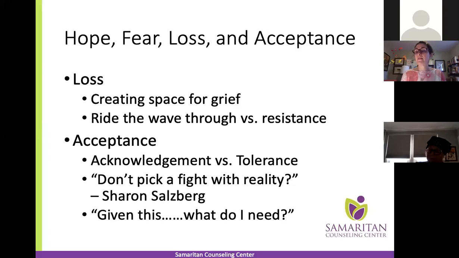The beauty of accepting things as they are is we can then take that energy, and rather than being caught in a really unproductive process, we can shift to the question, given this, whatever this is, given this, what do I need? And then we can put our energy into thinking about how to take care of ourselves, how to be present with the people around us.